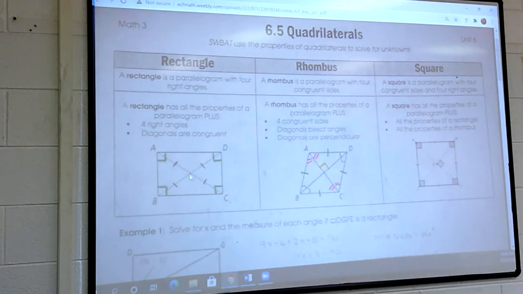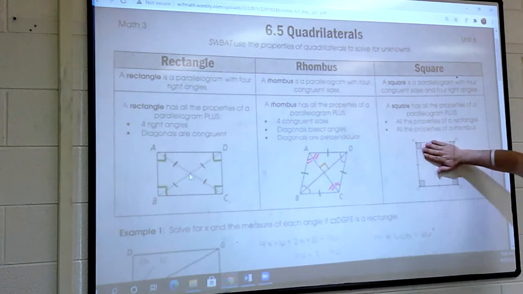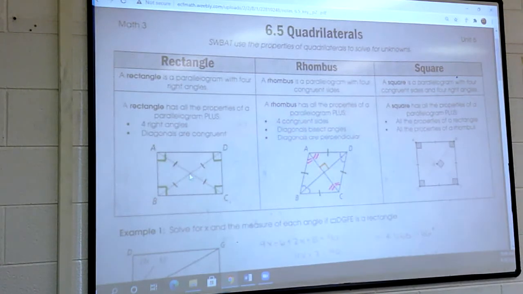A square is a parallelogram with 4 congruent sides and 4 right angles. I think everybody knew that. It has all the properties of a parallelogram, but it also has all the properties of a rectangle and a rhombus. So all the things that we know about a rectangle and a rhombus are true about a square. So that's how we go through those 3 different shapes.